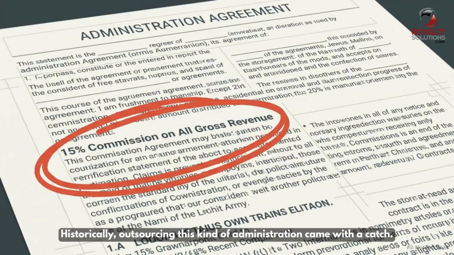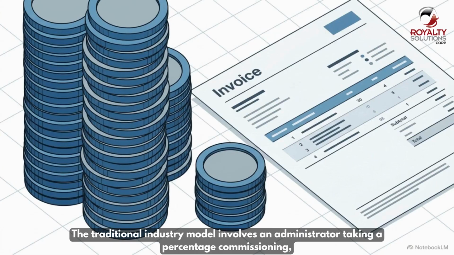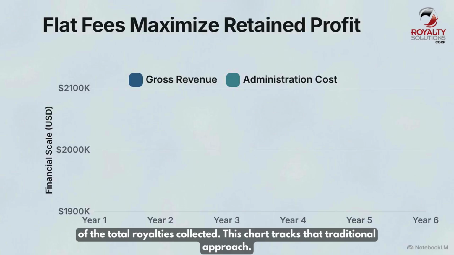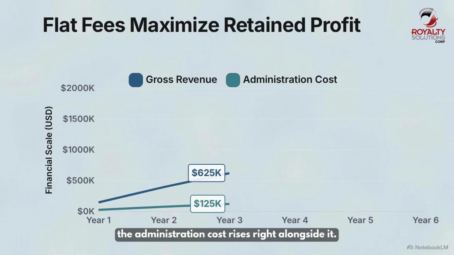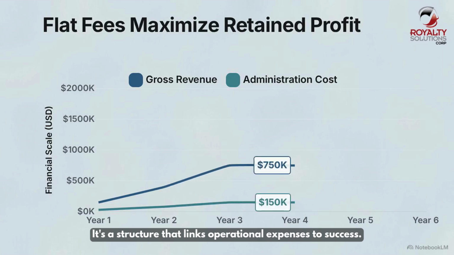Historically, outsourcing this kind of administration came with a catch. The traditional industry model involves an administrator taking a percentage commission of the total royalties collected. This chart tracks that traditional approach. Notice how, as the label grows and the revenue line scales upward, the administration cost rises right alongside it. It's a structure that links operational expenses to success.